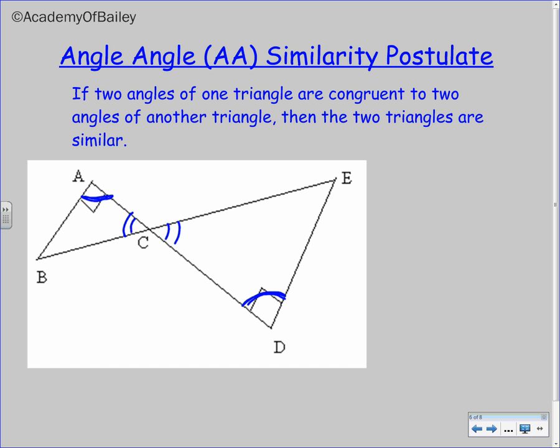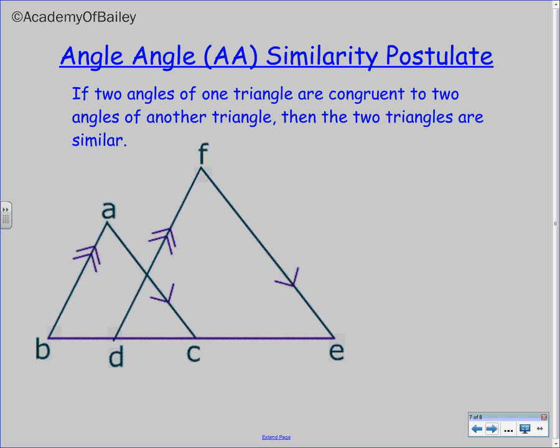Why? Can I get a vowel? Oh, there's 250. But what's the next one? Vertical angles. That's why the two angles here in the center are congruent, because of vertical angles. Okie dokie.